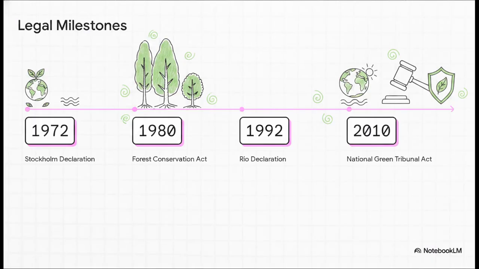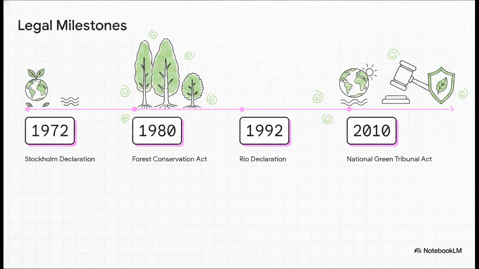Okay, so we've got to trace the macro theory of how sweeping international treaties were actually absorbed into strict Indian domestic law. Examiners absolutely love to see this chronological evolution in your answers. The global seeds for environmental protection were first planted at the 1972 Stockholm Declaration and later the 1992 Rio Declaration. Now, these international treaties established the vital concepts of sustainable development and state responsibility.